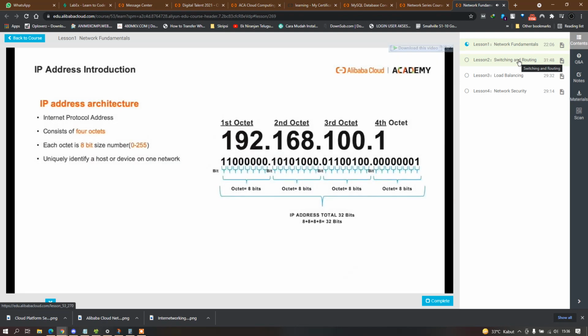Okay, I think most of you have been very familiar with the IP address format, so here I will give a brief introduction. First, the IP address consists of 4 octets, and each octet is an 8-bit number ranging from 0 to 255. And one IP address uniquely identifies a host or device in one network. This is something about the IP address.